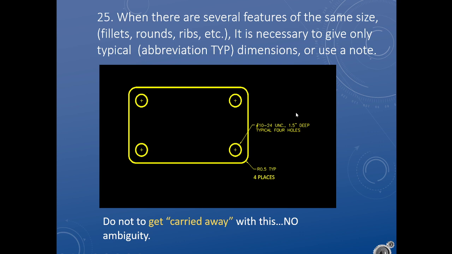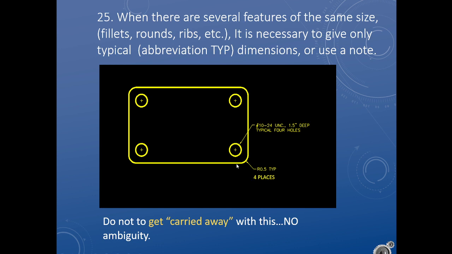If we have several repetitions of the same object, there are some shorthands, so we don't have to dimension, say, all 4 of these holes with exactly the same hole callout. So here you see it's got the hole callout, 10-24 UNC, 1.5 inches deep, typical 4 holes. That typical 4 holes means, hey, all 4 holes that look like this one follow those same instructions. This only works if there's no ambiguity.